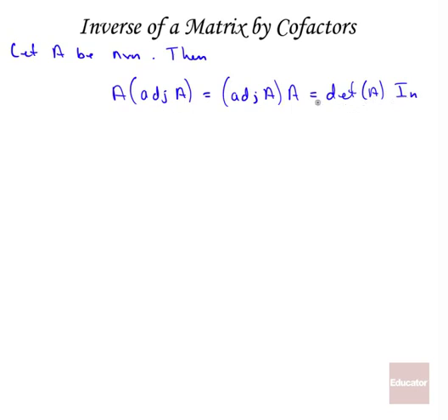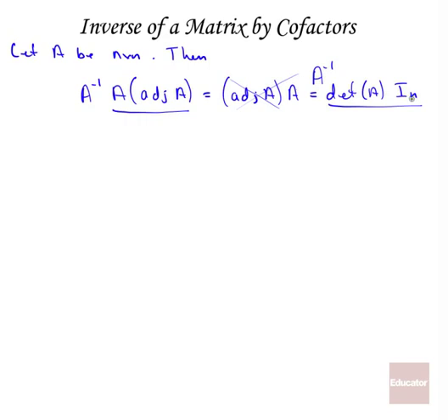Now, since this is an equality, anything that I do to one side, I can do to the other and maintain the equality. So let's fiddle with this a little bit. I'm going to multiply both sides by A inverse on the left. The equality is retained. So A inverse times the adjoint of A equals A inverse times the determinant of A times the identity matrix.